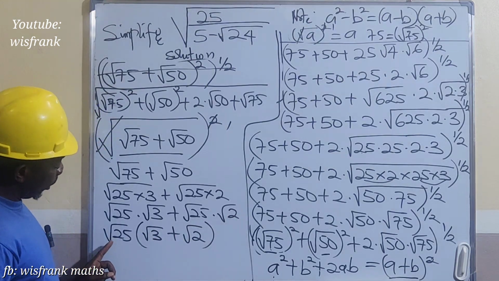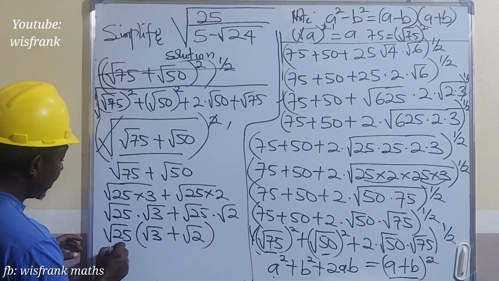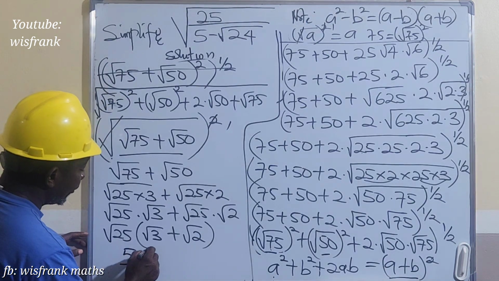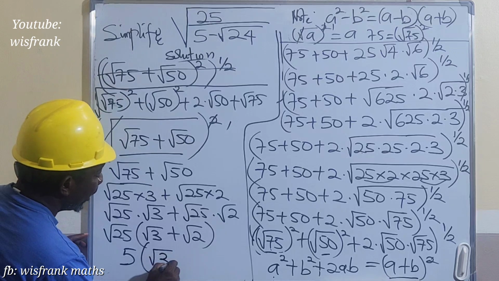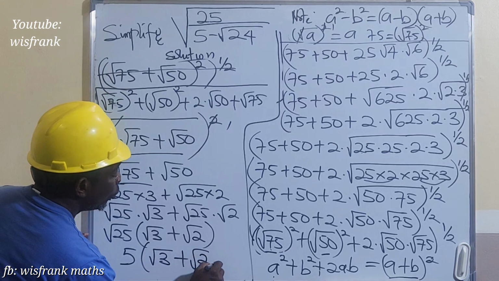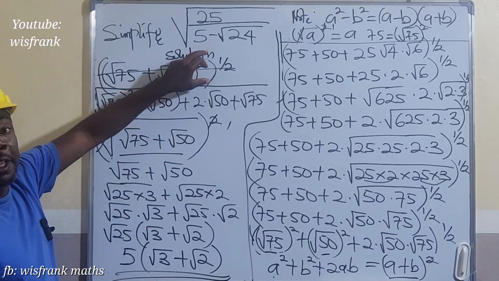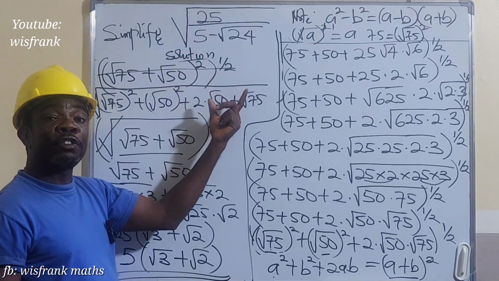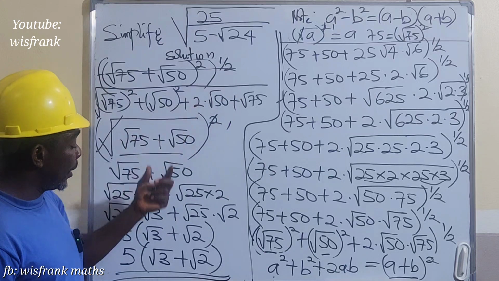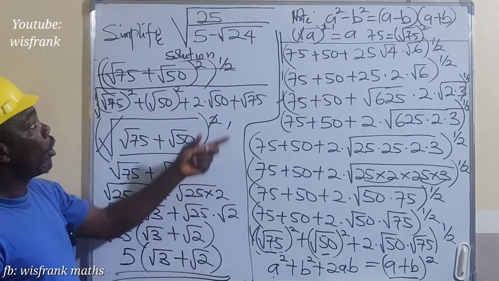So square root of 25 is 5. So this can be written as 5 into square root of 3 plus square root of 2. So this is our final solution for this question. You can see that we have succeeded in simplifying this to the simplest solution of this question.